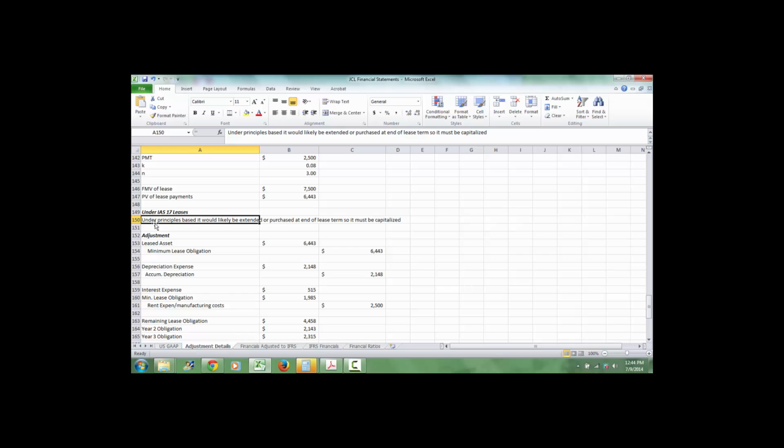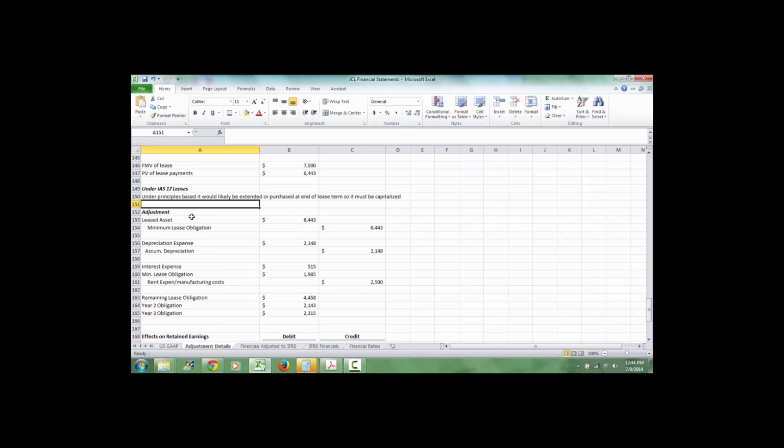IAS 17 leases says that, since we are using a principles-based idea, and the example says that we would plan to extend our lease on this or purchase the item at the end of the lease because it's a unique item and we would do so, therefore it is likely that we would meet those criteria later, then we must capitalize now. So here's our adjustment. Leased asset, $6,443,000. And then lease obligation. So we must write on the asset and the obligation.